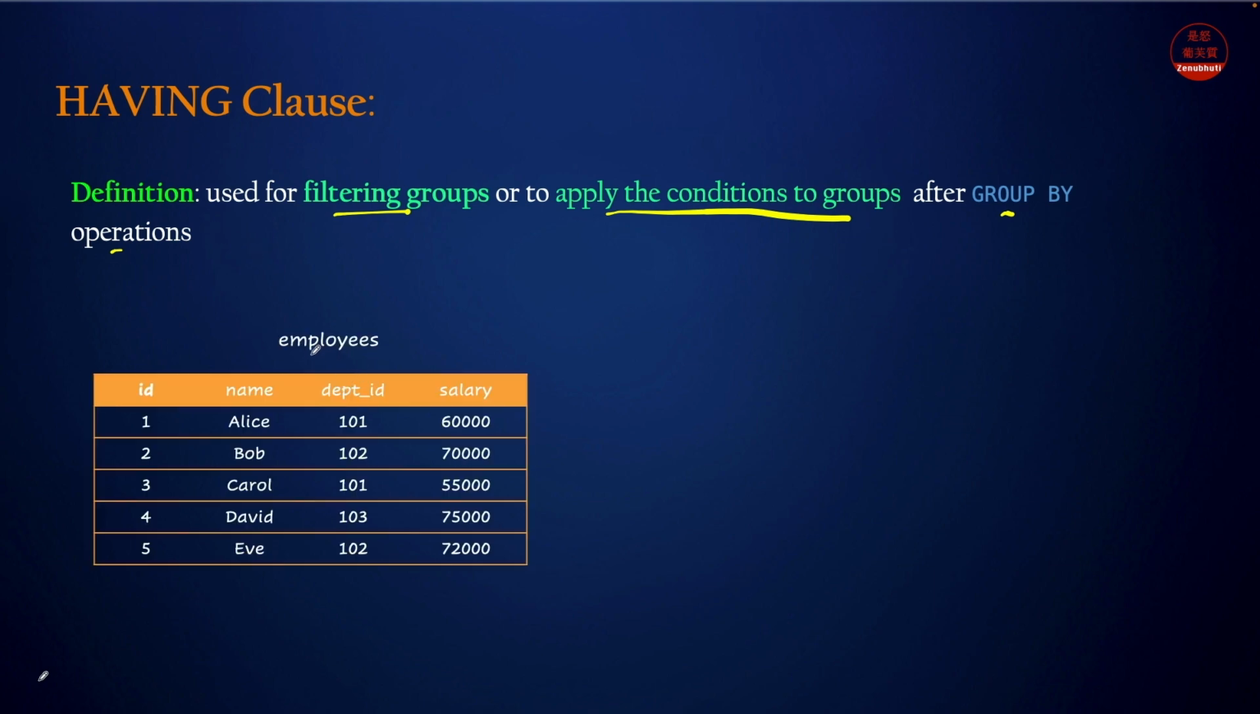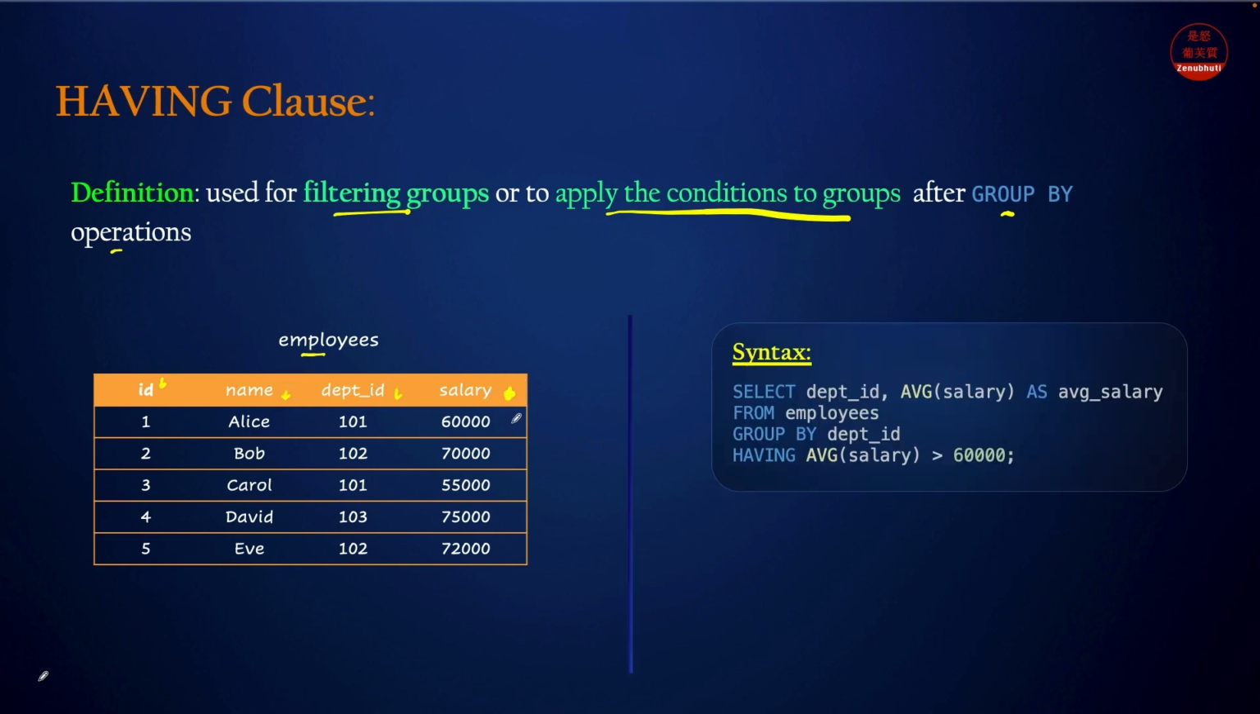Let's see by example. This is your employees table, with IDs, names, department ID and salary. This is the syntax for the HAVING clause, and it is used after the GROUP BY. If you see, after this, the HAVING clause is used.